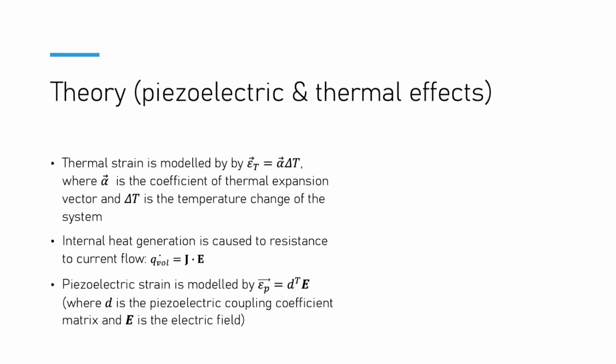Thermal strain is modeled as epsilon t is equal to alpha delta t, where alpha is the coefficient of thermal expansion and delta t is the temperature change of the system. It represents the strain caused by the increased kinetic energy of the particles through the addition of heat. Internal heat generation is caused by resistance to the electrical current flow in the materials.